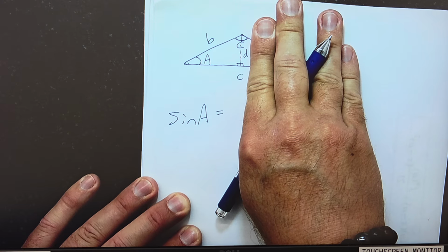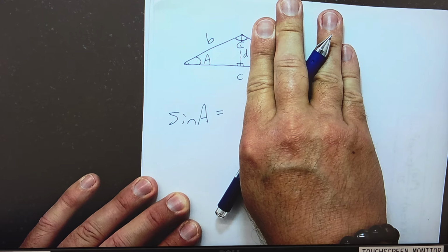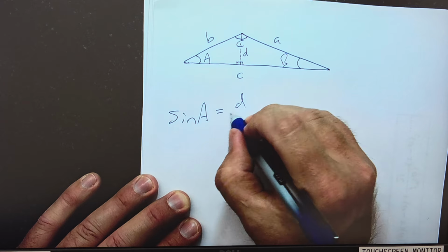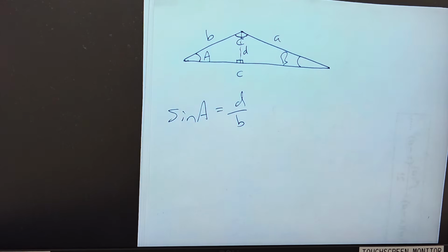Say it, I'm sorry, Khadijah? D over B. Y over H, yes? Opposite over hypotenuse, whatever. Okay.